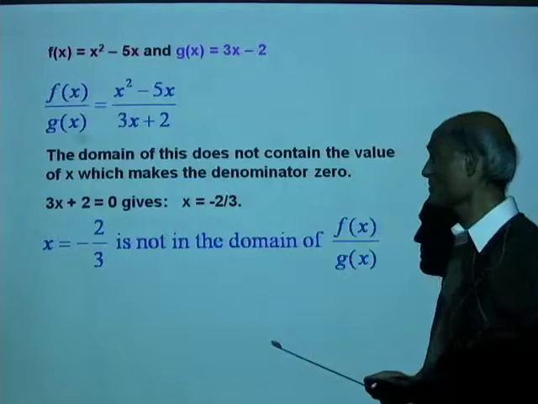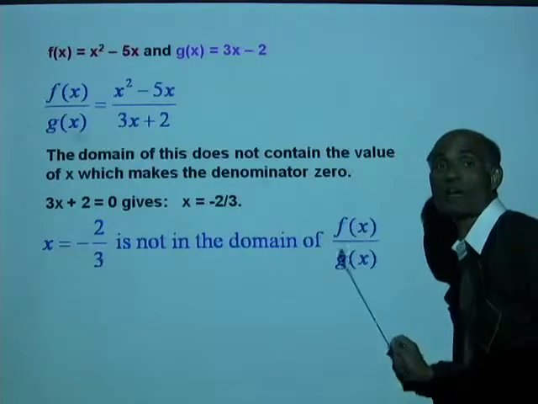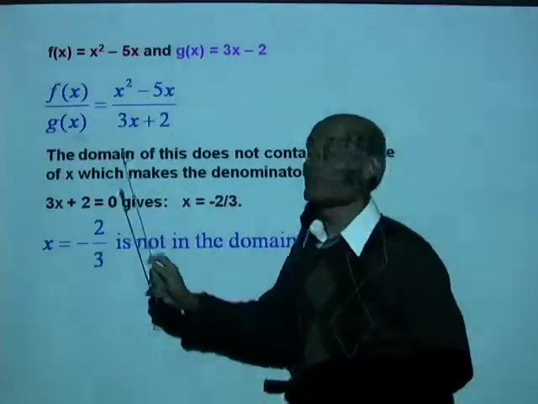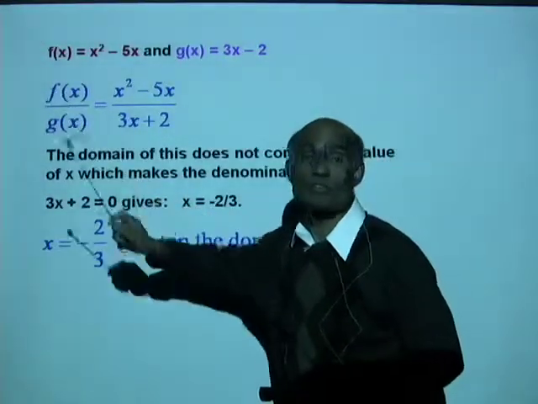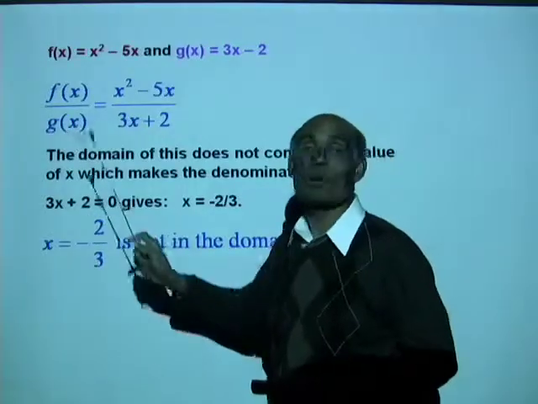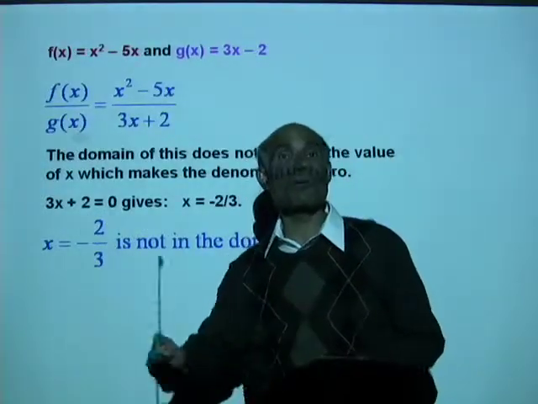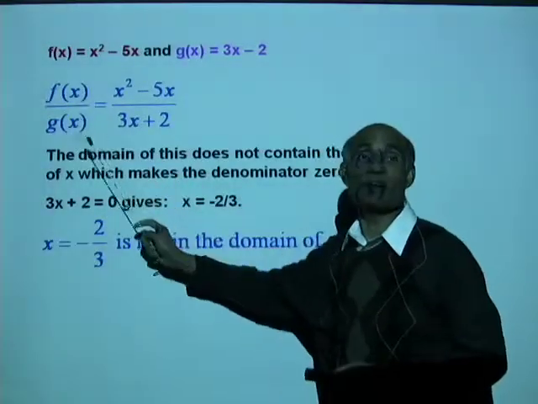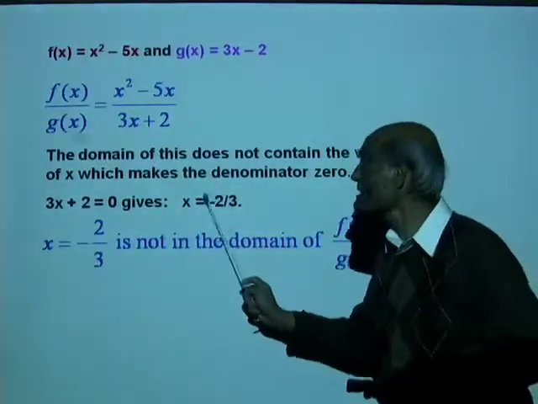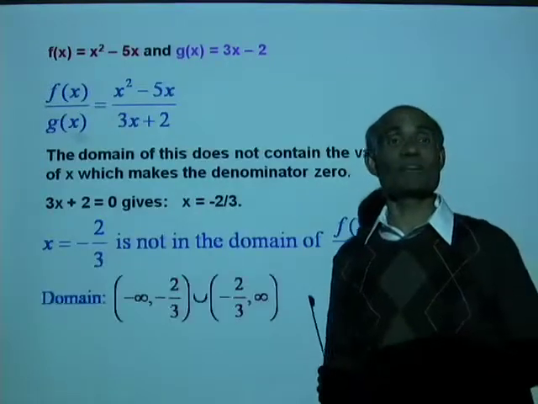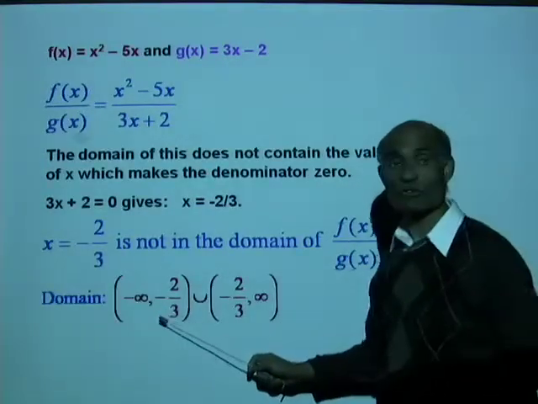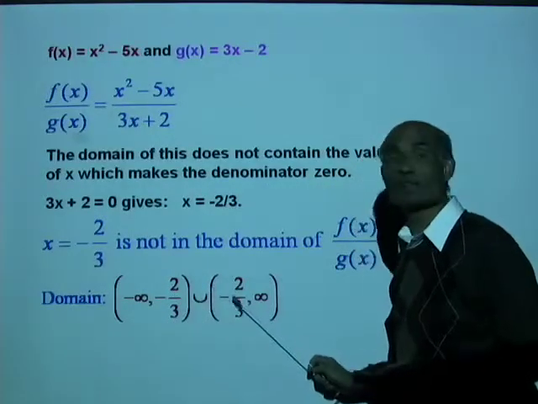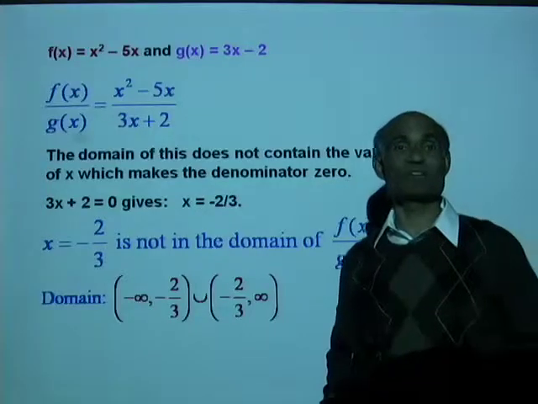So x equal to negative 2/3 is not in the domain of f of x over g of x, although the domain of f of x is all real numbers, the domain of g of x is also all real numbers, the domain of f of x divided by g of x does not contain x equal to negative 2/3. So we will write it like this: negative infinity to negative 2/3 union negative 2/3 to infinity.